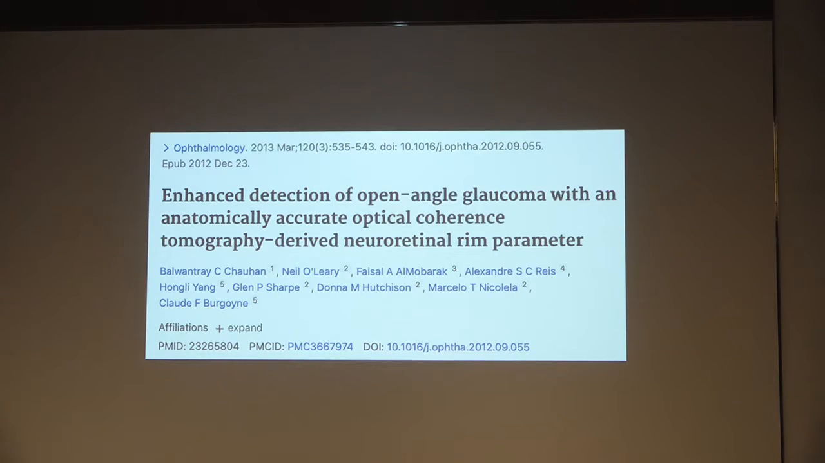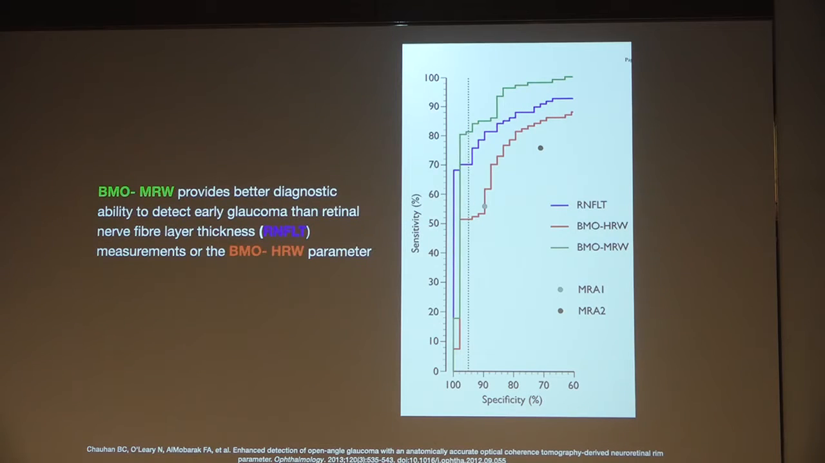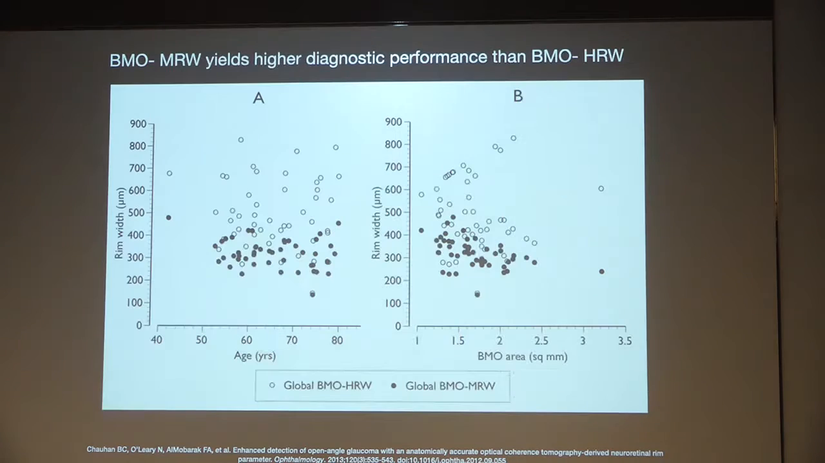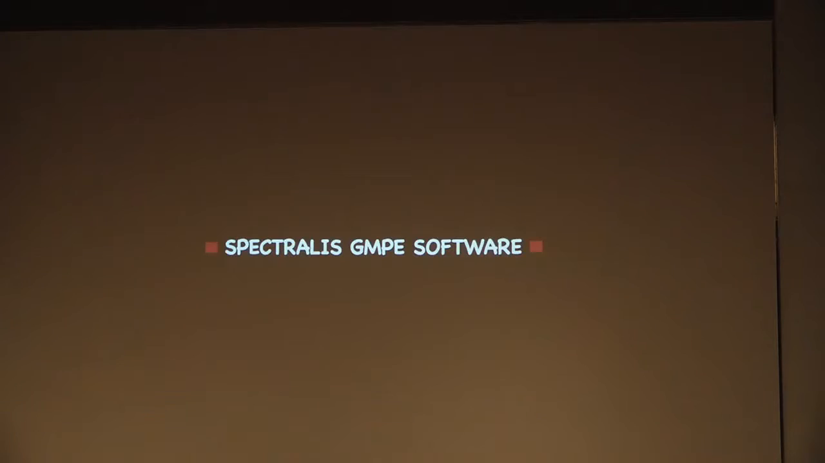This study by Chauhan et al. has shown that BMO MRW provides a better diagnostic ability to detect early glaucoma than the retinal nerve fiber layer thickness or the BMO HRW parameter. And it yields higher diagnostic performance.